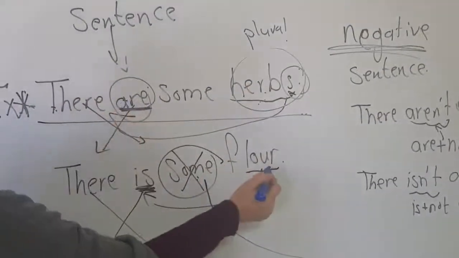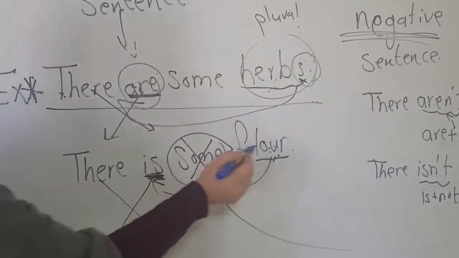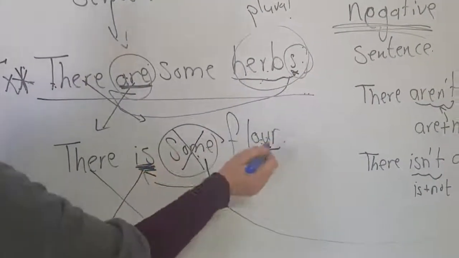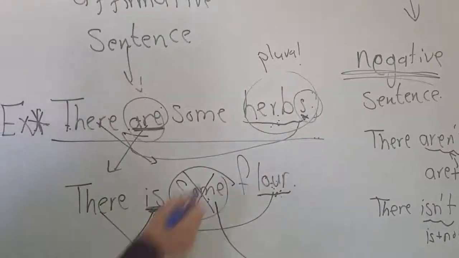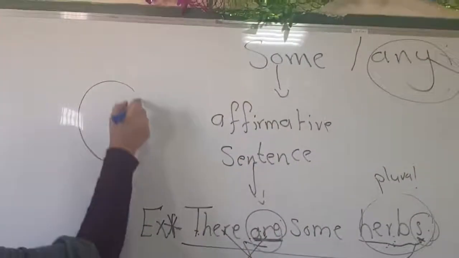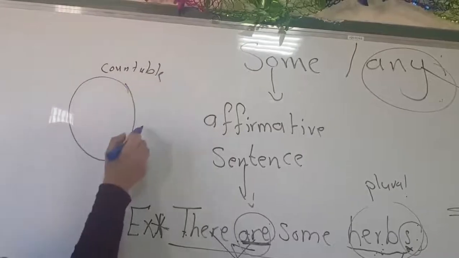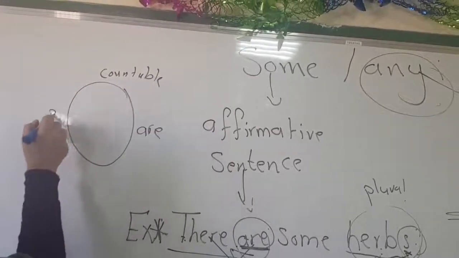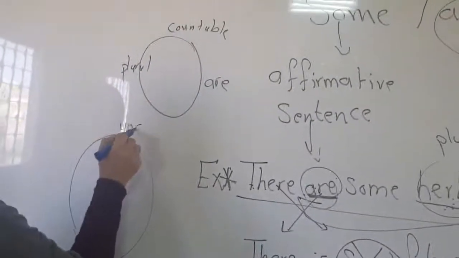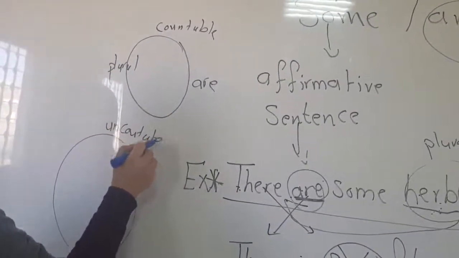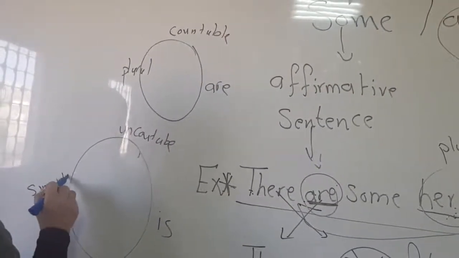countable are. singular is. singular uncountable. uncountable is. singular is. uncountable is. countable are. plural are. okay? دائرة هيك نمشي فيها. countable are, plural. نفس الشيء. uncountable is, singular.